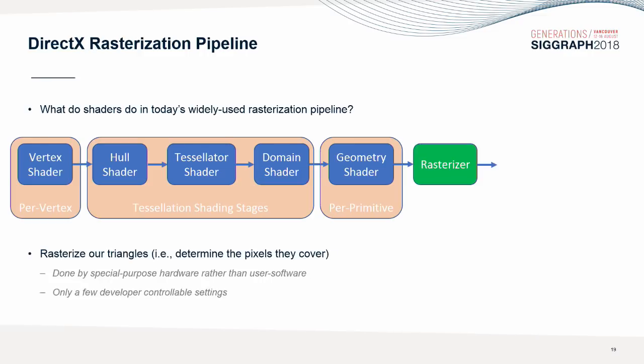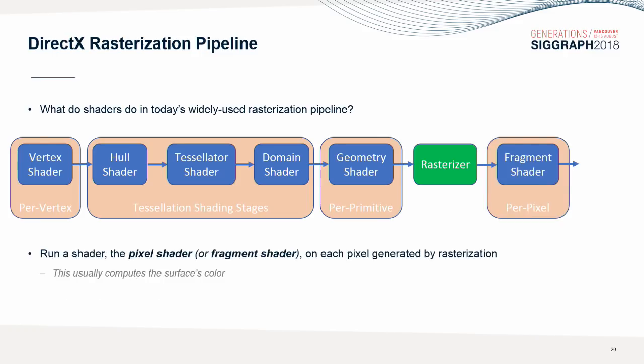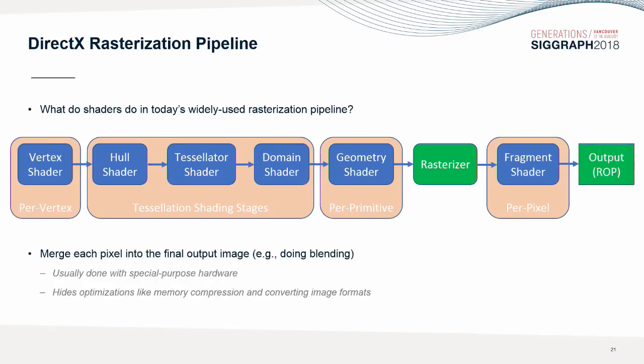After which you go to the rasterizer, which here is green because it's done by special purpose hardware, or perhaps software behind the back, and you don't get to control everything, you just get to control some parameters of it. The rasterizer takes these triangles and converts them into fragments or pixels on the screen, after which you run a fragment shader or pixel shader to do your shading and compute a final color. After which you output this to the frame buffer, and again, this is done using some sort of special purpose hardware to hide things like compression and different image formats.